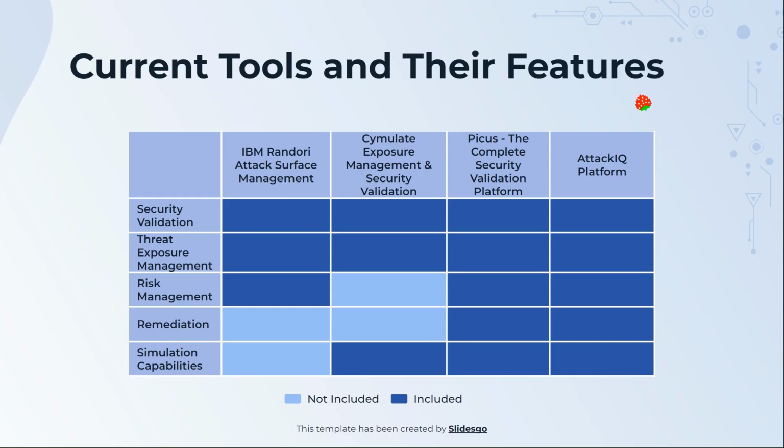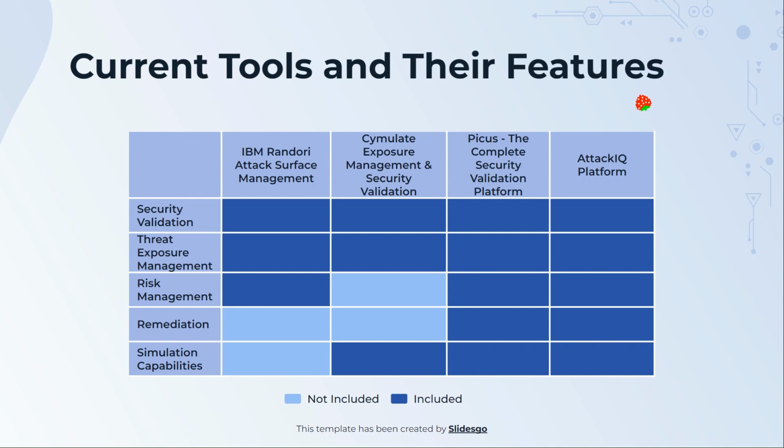So here's a look at some of the current tools and their features. I picked the top four. Let's start with IBM Randori Attack Surface Management. This includes security validation, threat exposure management, and risk management. It does not include remediation or simulation capabilities, while the other three do include simulation capabilities. Remediation is touch and go, half included, half not, and risk management is generally included.